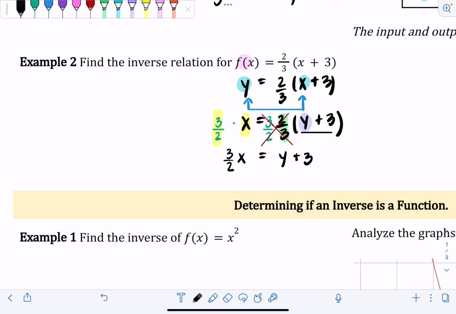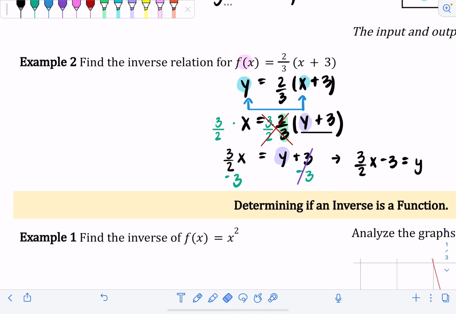And now the parentheses are gone, so we're pretty close to having y by itself, or y isolated. Now I just have that plus 3 that I have to cancel out. So the opposite of adding 3 is subtracting 3, so I'm just going to subtract 3 from both sides. And then when I do that, this will be 3/2 x minus 3. And then over here, the 3 minus 3 will cancel out and just leave me with y by itself on the other side of the equal sign.